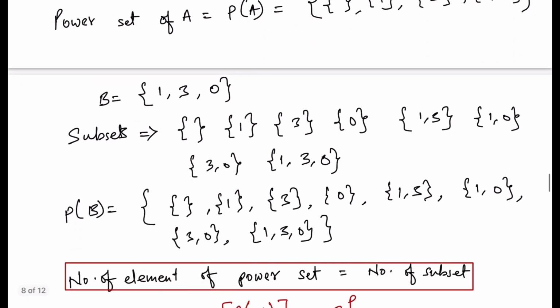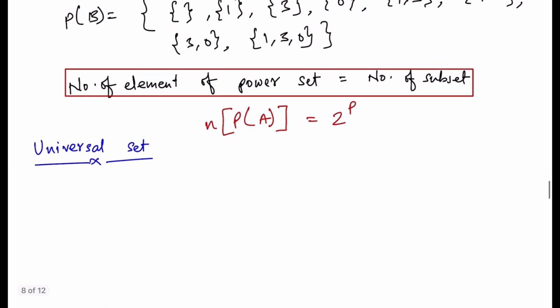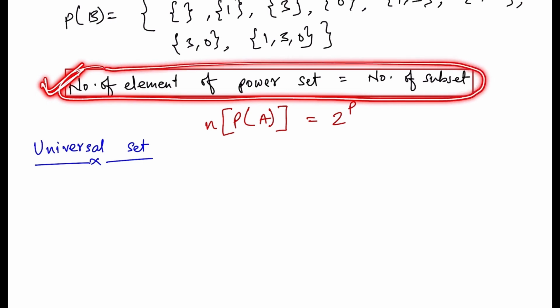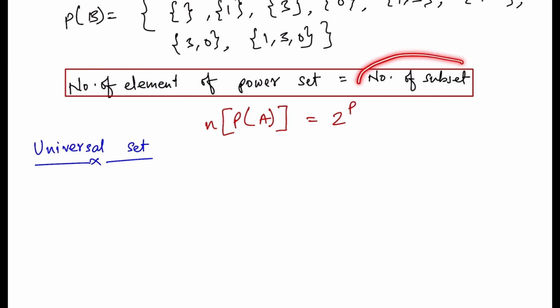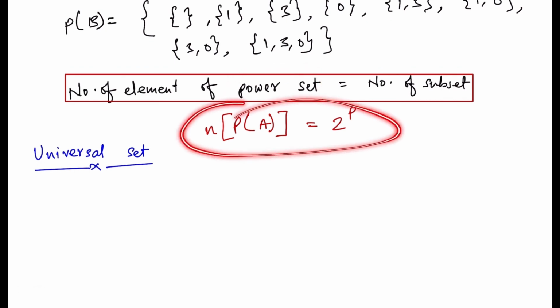We have seen two examples. This is the second example, where we have written the power set of B. Then we discussed how to find the number of elements in the power set, which was not a very big discussion. The number of elements in the power set equals the number of subsets. If there were four subsets, those subsets will be the elements of the power set. That means the number of subsets is equal to the number of elements of the power set. That was a simple formula, and we have seen this.